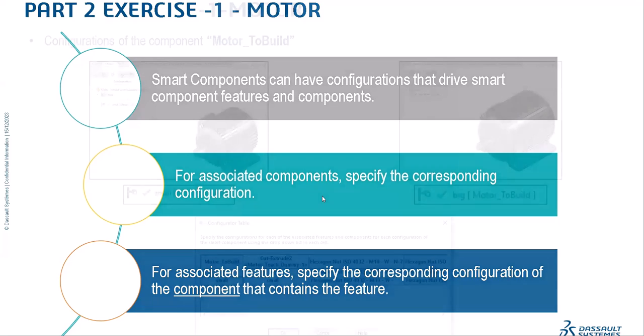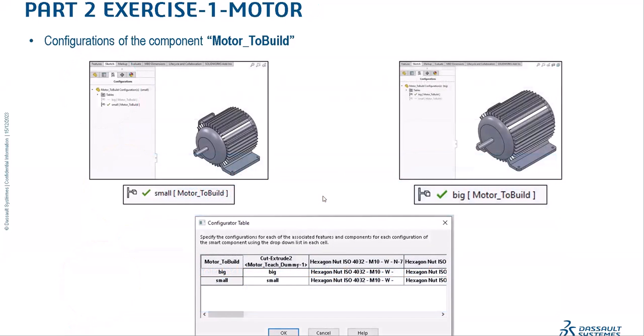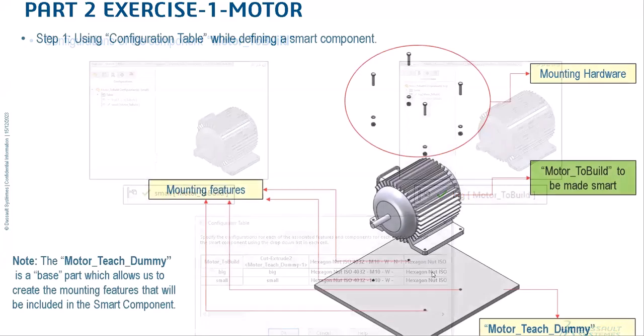So in this example, we're going to have a motor, and we're going to have a small motor and a big motor. And here you can see in the configuration table that we have a definition for big and small and all of the different definitions for the configuration. So let's get into exercise 2.